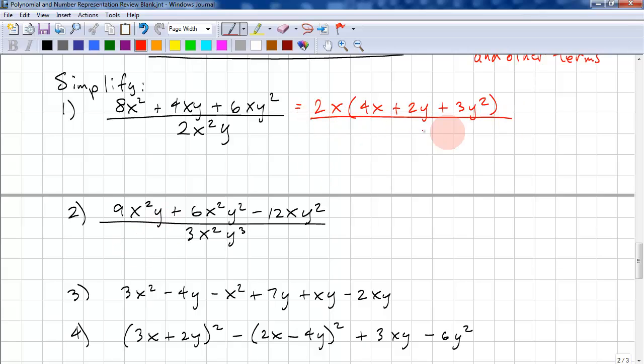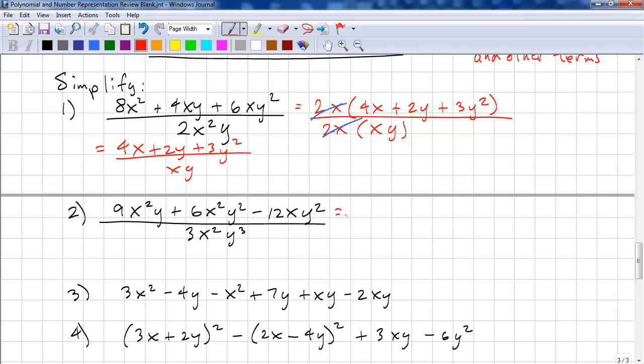We want to factor the same thing out of the bottom. 2x. And that leaves us with another x and a y. Again, there's multiples here. We can cancel these out. And we just rewrite the answer. 4x plus 2y plus 3y squared over xy.